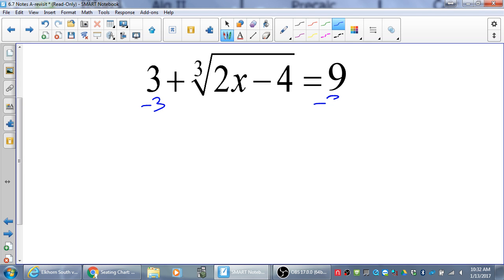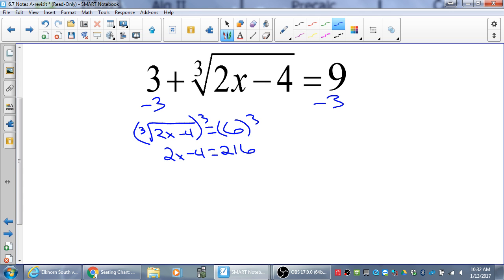Minus 3. Third root of 2x minus 4, 6. Now we're going to take both sides to the third power, because this is third root, so third power. So 2x minus 4 is 216.